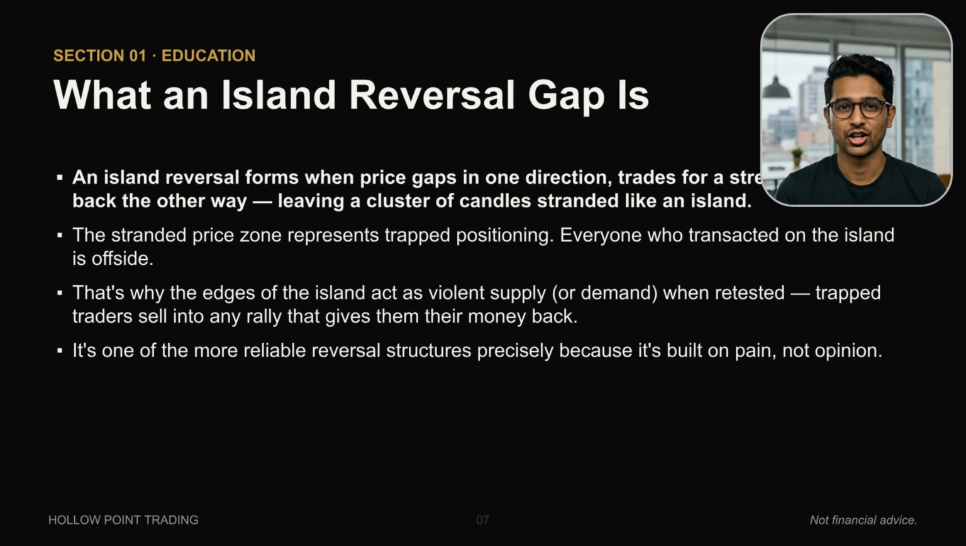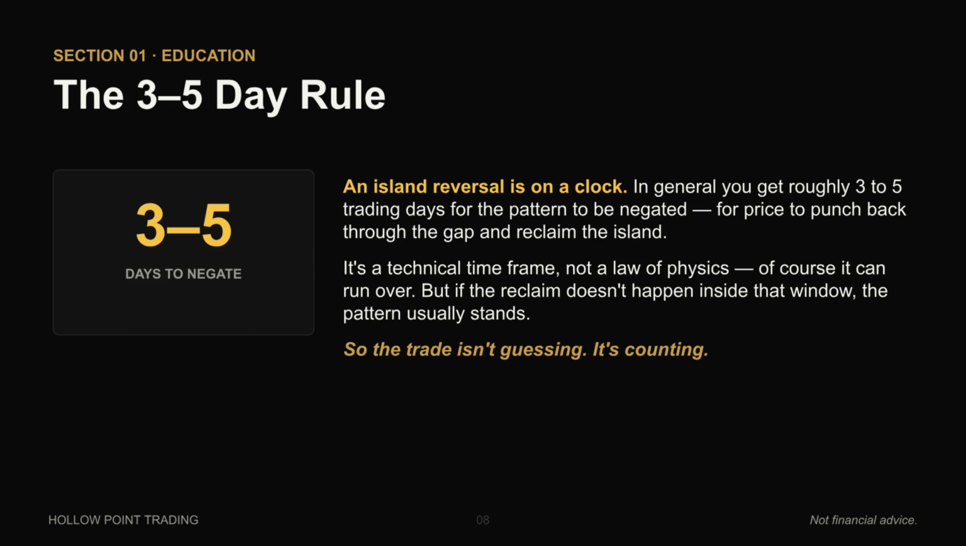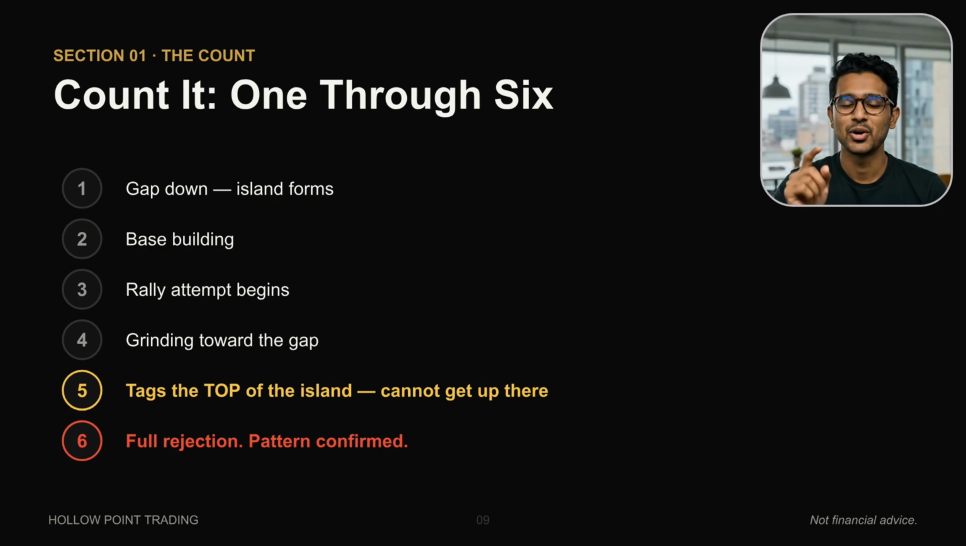An island reversal occurs when price gaps in one direction, trades for a period, and then gaps back, stranding a cluster of candles. This traps market participants, creating significant supply or demand upon retest. These patterns generally operate on a 3 to 5 day clock to be negated. If price does not reclaim the island within this window, the pattern is usually considered confirmed. To track this, we count the progression, from the initial gap down in base building, through the rally attempt, to the final rejection at the top of the island.